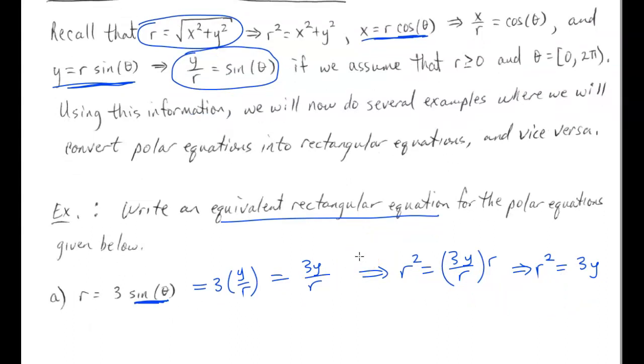Now, that's good because we know that since r is the square root of x squared plus y squared, if we squared that, what we would get is just x squared plus y squared. And so now if we have that, we technically at this point have our equation here in rectangular form, okay?